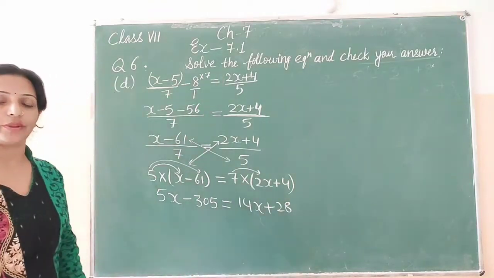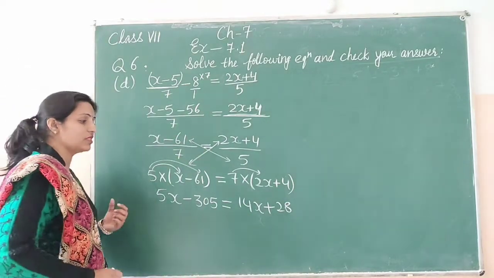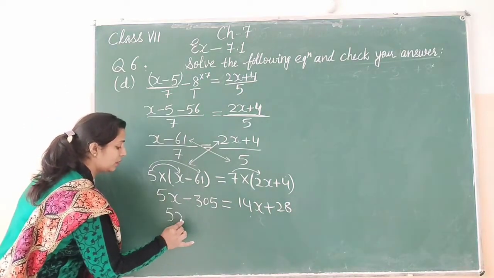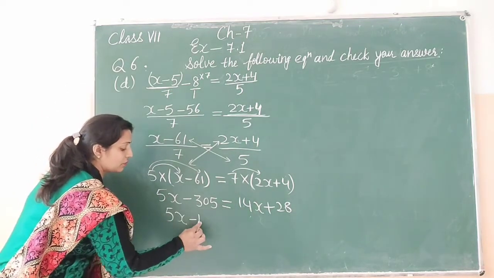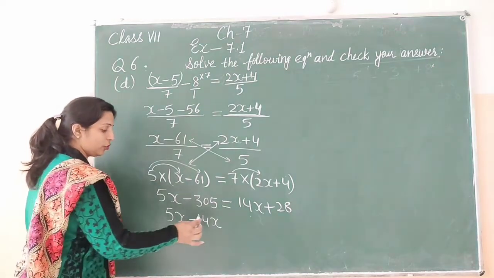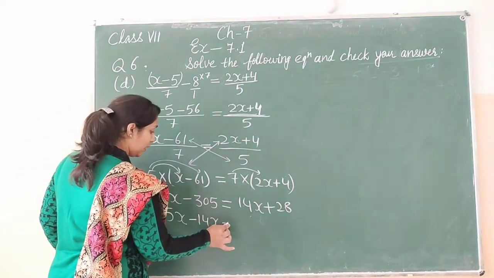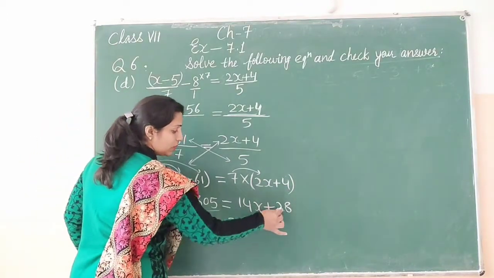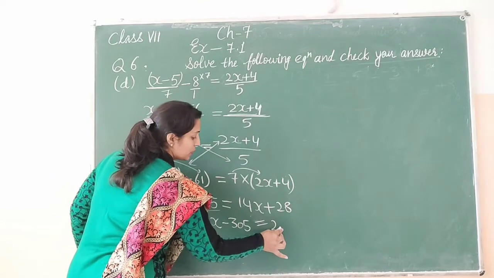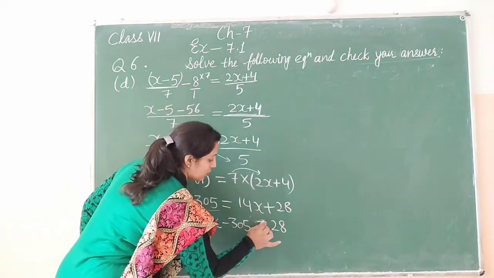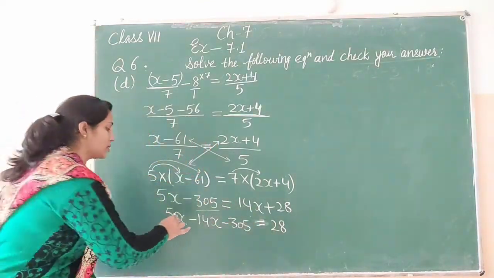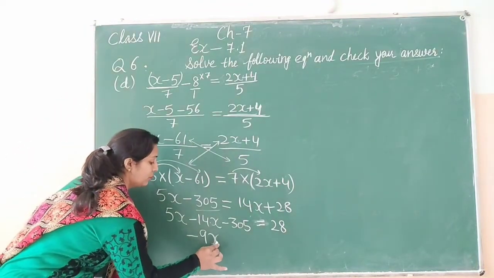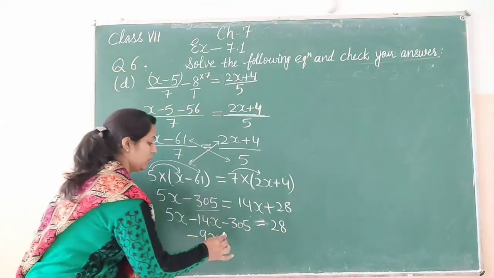Now as we did in the previous question, constants on one side, variables on another side. So we will take this variable here, 14x. After changing side it will be negative 14x, then negative 305 as it is here. What is left on that side? 28. Now 5x minus 14x. How many x? Negative 9x.